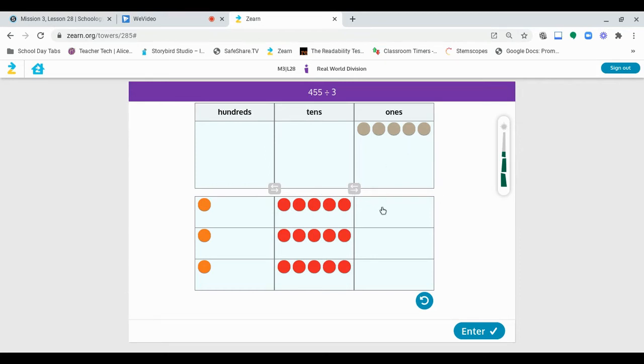Now I'm going to do the same thing to the ones. I started with 5, right? And I'm going to say 1, 2, 3. Now here I notice I have 2 left, but I have 3 groups. So I can't divide those 2 amongst the 3 because there are too many groups. So I have to leave them. When I leave them, what is that again? Mr. Morrison, that's your remainder. Exactly. Those 2 are going to be my remainder.